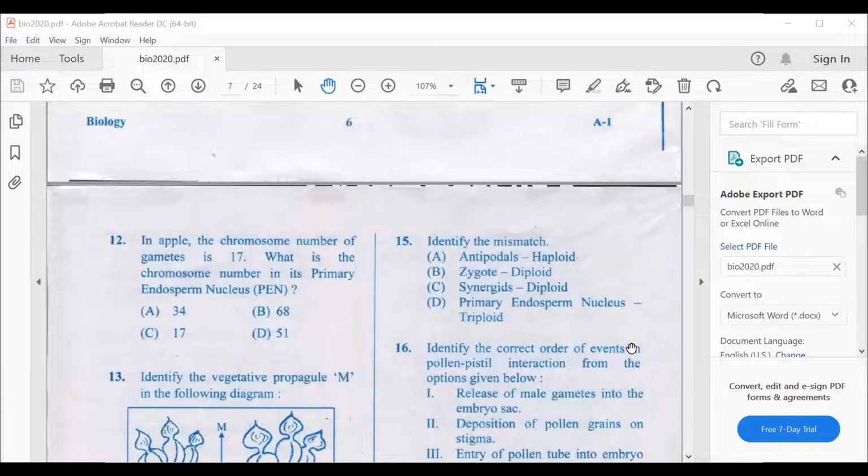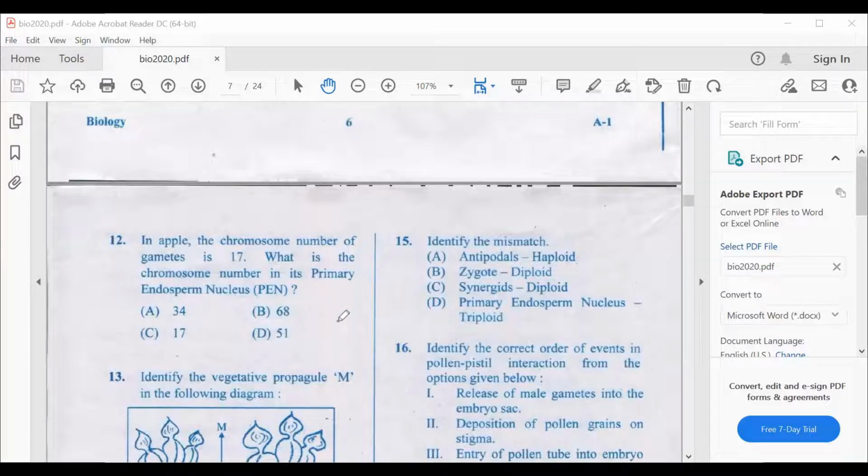Yes, what about others? See here, don't get confused with the question. In apple, the chromosome number of gamete is 17. So after fertilization in plants, what happens? The zygote is formed. What is the chromosomal complement of the zygote? It will be 2n, that is diploid. N means number of chromosomes, so n is here 17. 2n means 17 twos, so the zygote will be having 34.